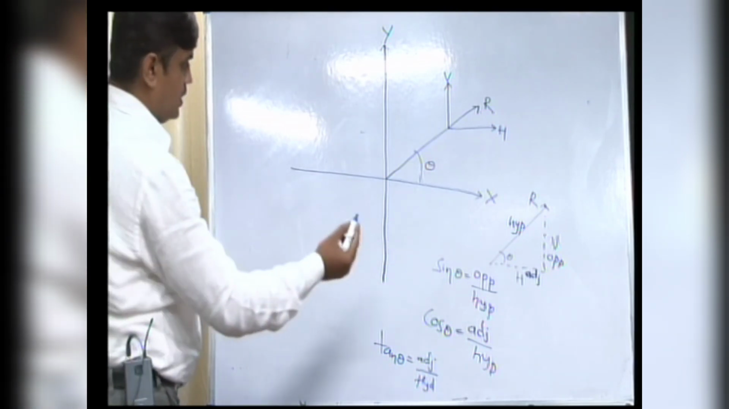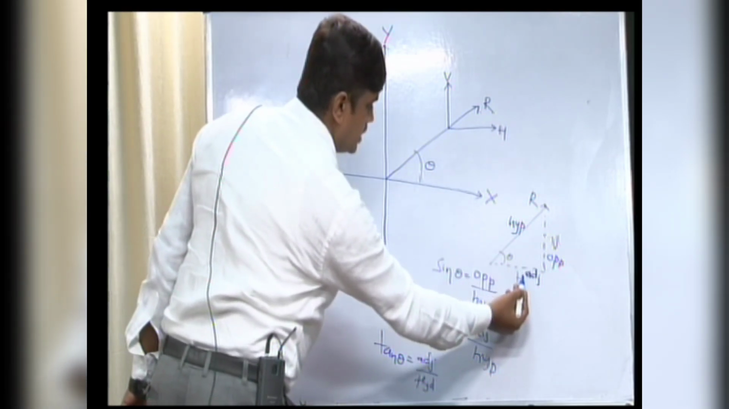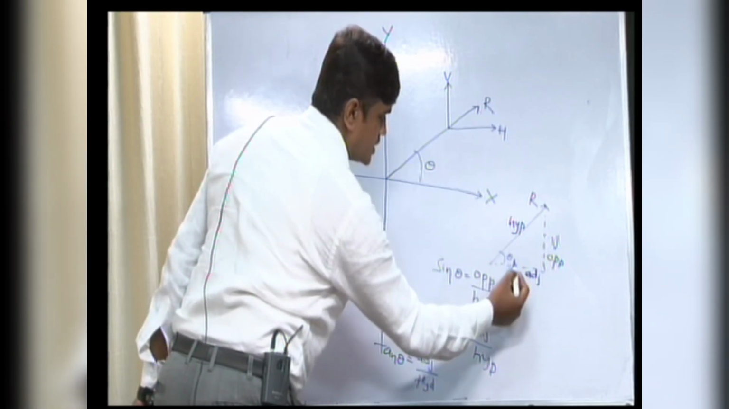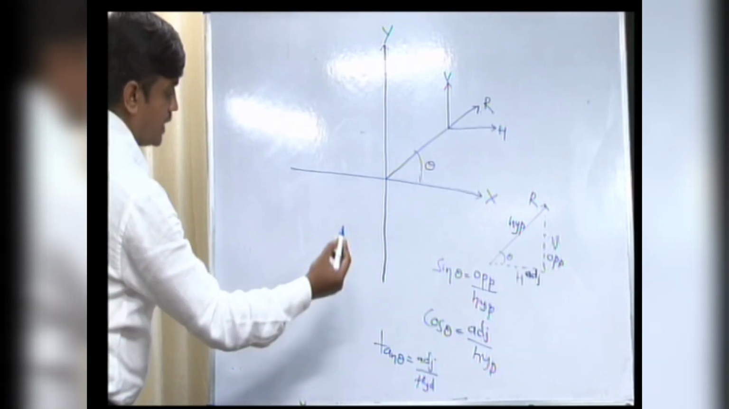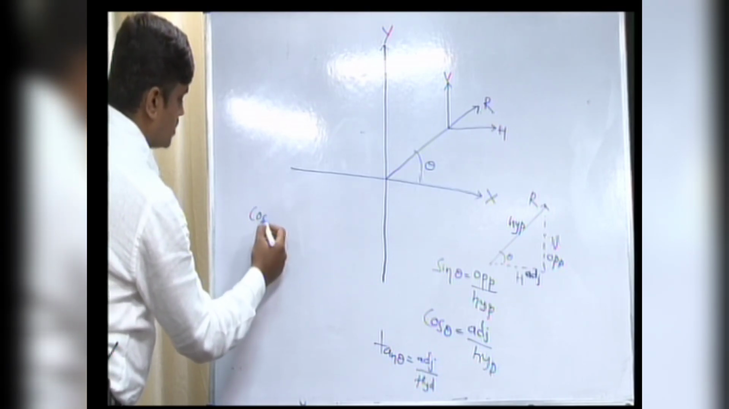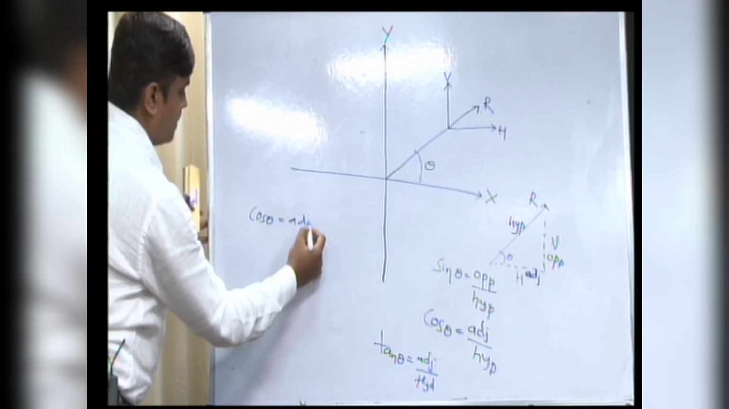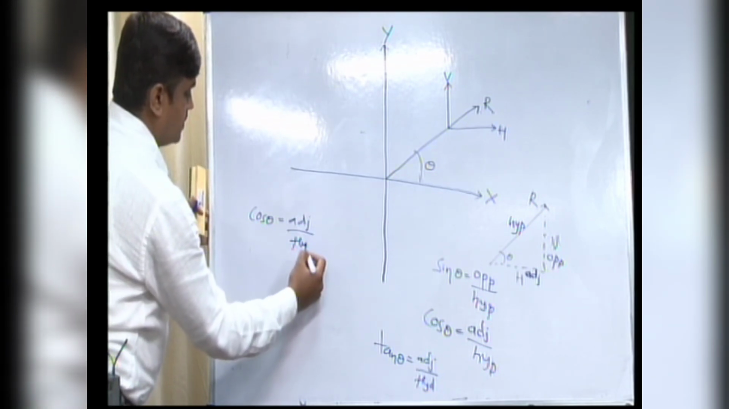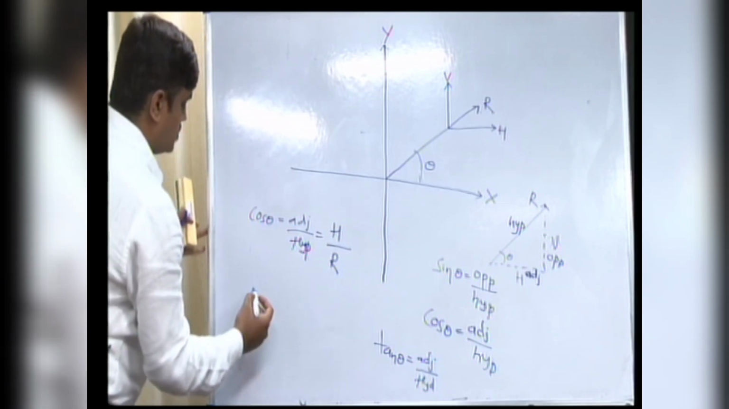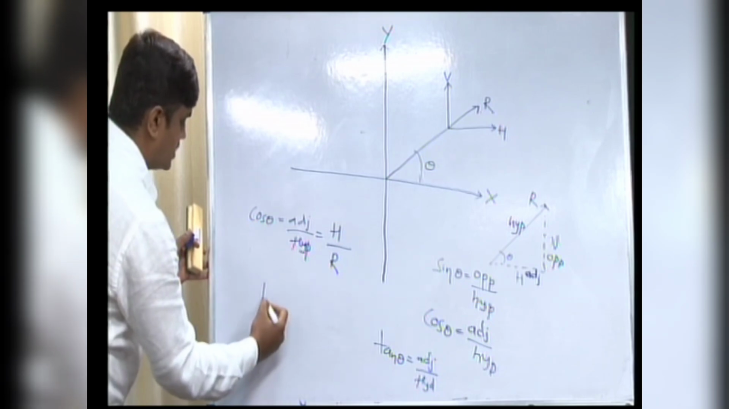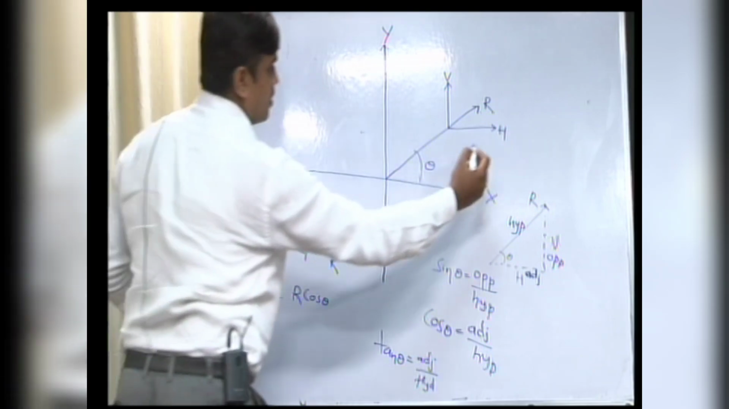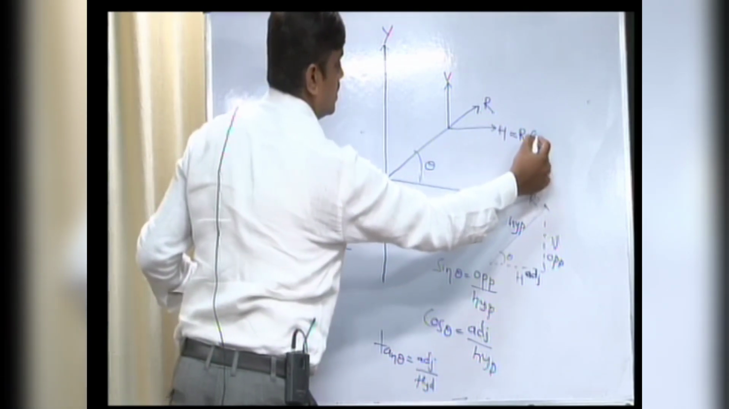As I told you, let's calculate this horizontal component. The horizontal component is the adjacent side of this triangle. Now we will calculate the horizontal component h. What is h here? As we know, cos theta is equal to adjacent by hypotenuse. Here the adjacent side is h and the hypotenuse is r. So therefore, to calculate h, the horizontal component, r cos theta is our horizontal component. H is equal to r cos theta.